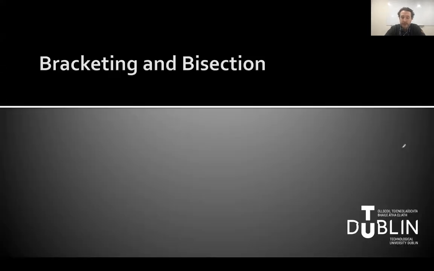We'll cover two numerical methods. The first is bracket and bisection, and the second is Newton-Raphson. The bracket and bisection is exactly what it sounds. You try to bracket a root, and then you make the bracket smaller by bisecting, cutting it in half.